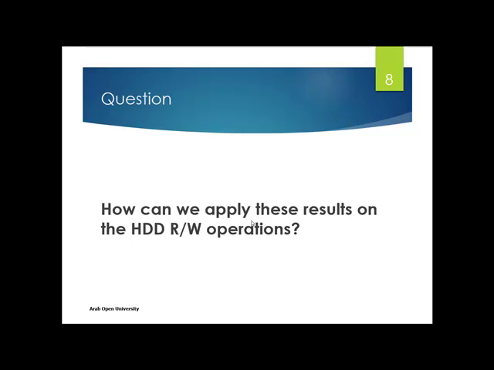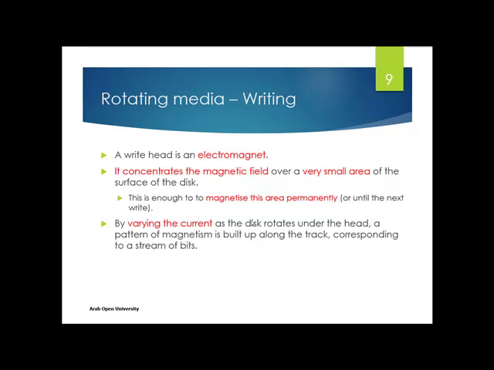So how can we apply these results to the hard disk drive read-write operation? Let's start first with how writing is performed in hard disk drives. In writing, we convert, as we said before, the electric signal into a magnetic pattern. In order to do this, the write head must be an electromagnet, which shows this relation between electricity and magnetism.